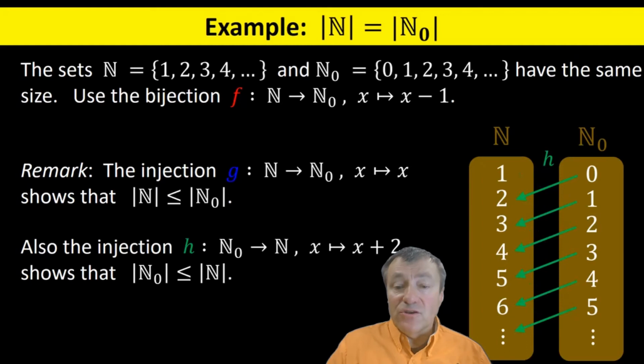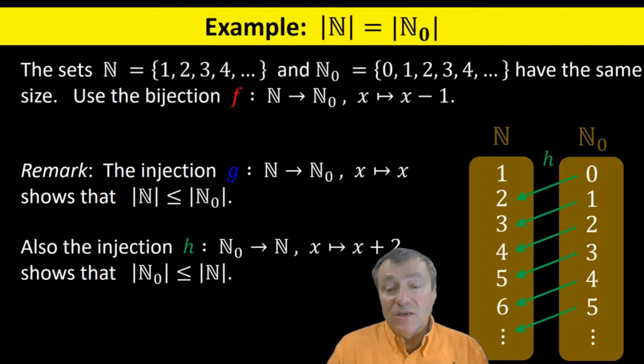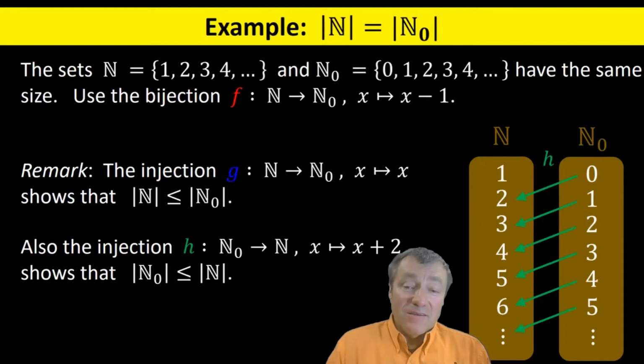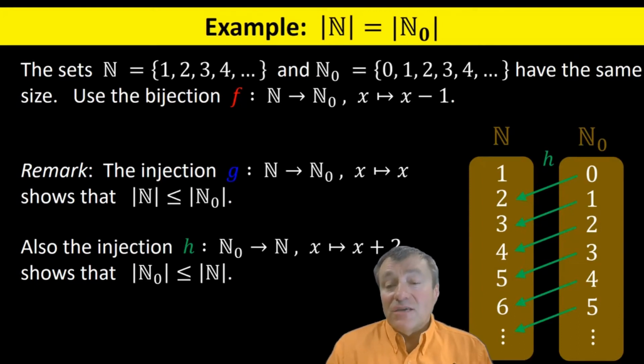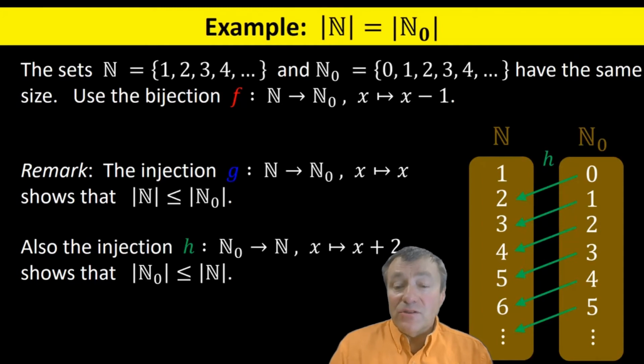And in fact, you could go the other way by pointing out that there's a function h, mapping x to x plus 2, that's also an injection from the set on the right to the set on the left. What does that say? Well, once again, it just says that the size of N0 is less than or equal to the size of N, which is true. I mean, if they're the same size, then of course you have less than or equal in both directions.